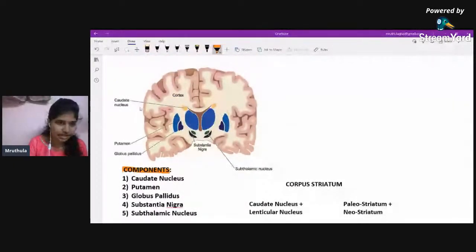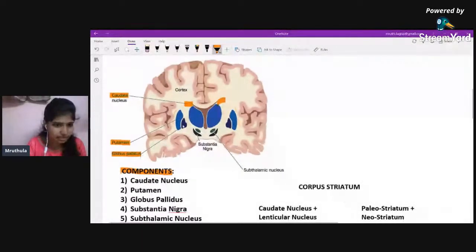So the components are, first, caudate nucleus. Now, concentrate, this is very, very important. These 2 parts are the caudate nucleus. Then, look here, it is putamen. This is putamen. Okay, I'm just highlighting it. All right. Then, within the putamen, or medial to the putamen, we have a structure called globus pallidus.